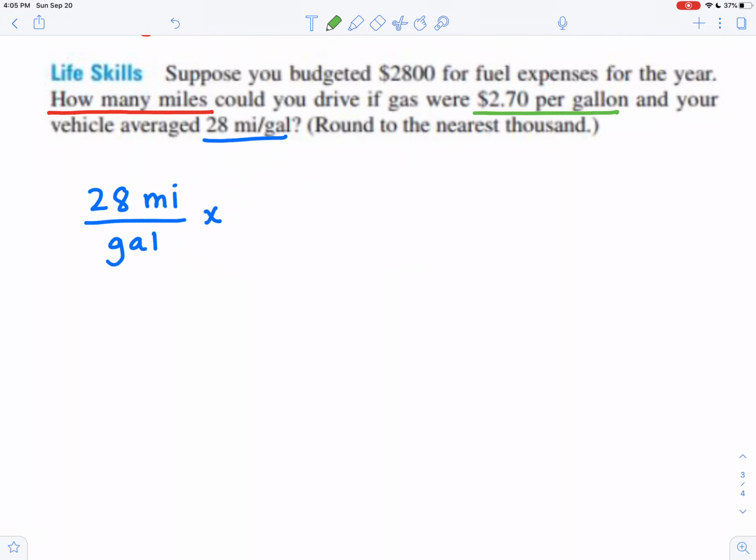And that rate is right here, the price of gas. So I'm going to put the gallons on top because I want my gallons to go away. So this is going to be 1 gallon costs $2.70. And notice what's going to happen here is the gallons are going to go away, and now we have a rate that is basically telling me how many miles I can travel per dollar.